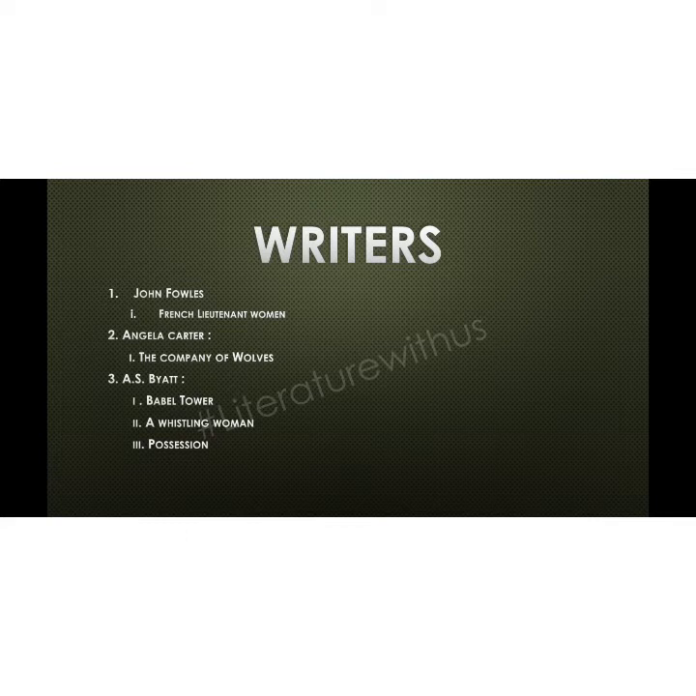This is an allegorical novel, an allegory over the Holy Bible. In the Bible, in the book of Genesis, the Bible talks about the Tower of Babel that men created. They wanted to create such a high tower that would reach to heavens. That was the Tower of Babel in the Bible, and a similar kind of idea is used by A.S. Byatt. A second novel of A.S. Byatt would be A Whistling Woman. And the third and very important one is Possession.